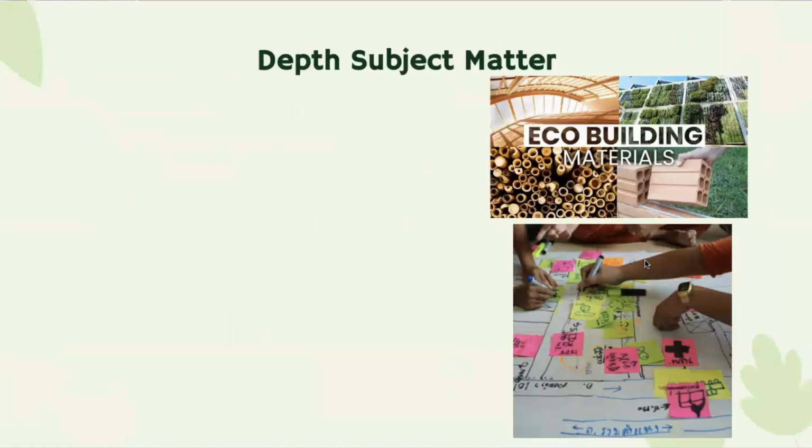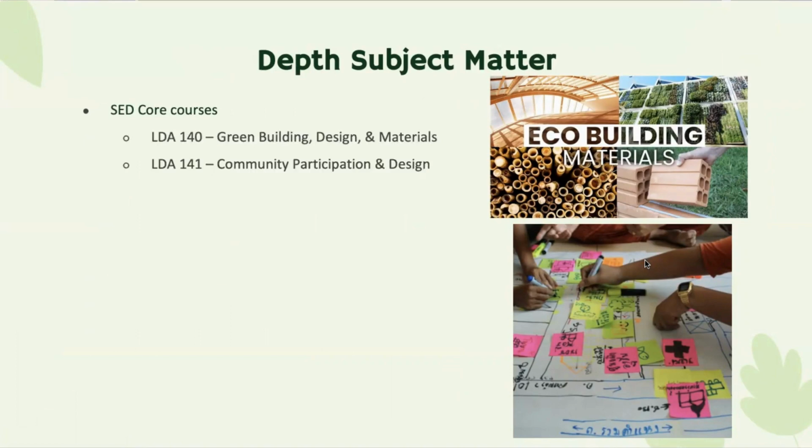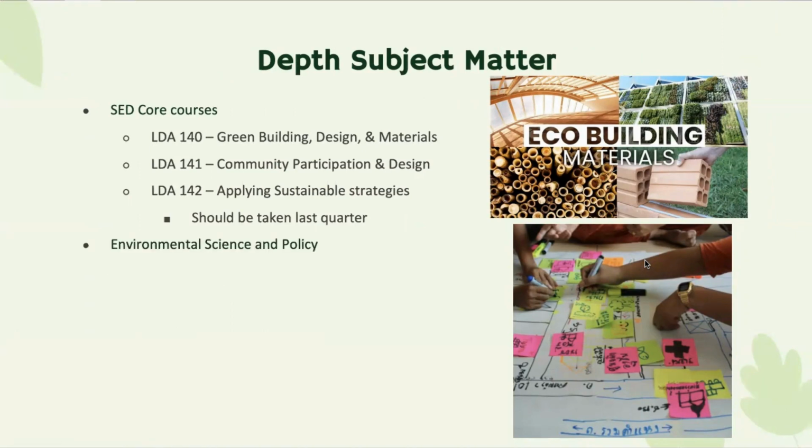Now we will go more in depth with the SED requirements. The SED core courses include the LDA 140 series. Students generally start by taking LDA 140, Green Building Design and Materials. The next quarter, students will take LDA 141, Community Participation and Design. Lastly, students will take LDA 142, Applying Sustainable Strategies, and this course is the senior capstone class. Therefore, students should take it in their last quarter.